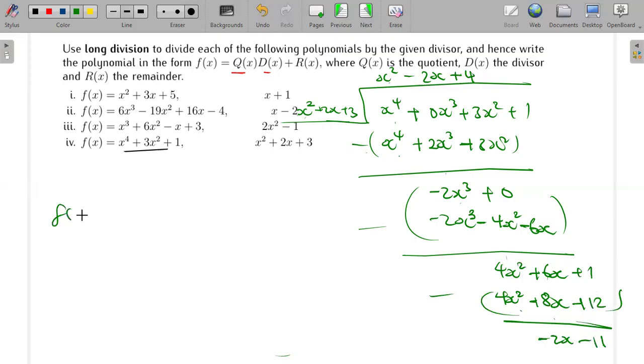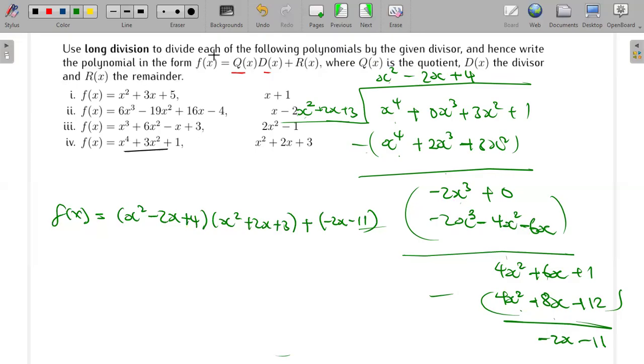So f of x is just equal to what is our quotient? We just found x squared minus 2x plus 4. And then we have that our divisor was just x squared plus 2x plus 3. Then our remainder there is negative 2x minus 11. Right, so this is how you just use that long division method here in order to find these solutions here.